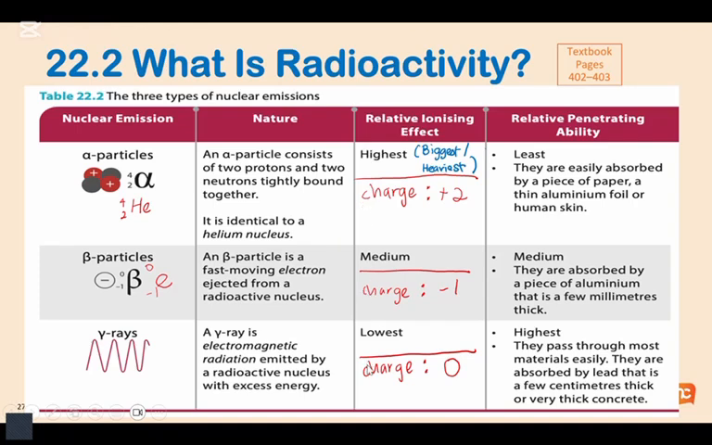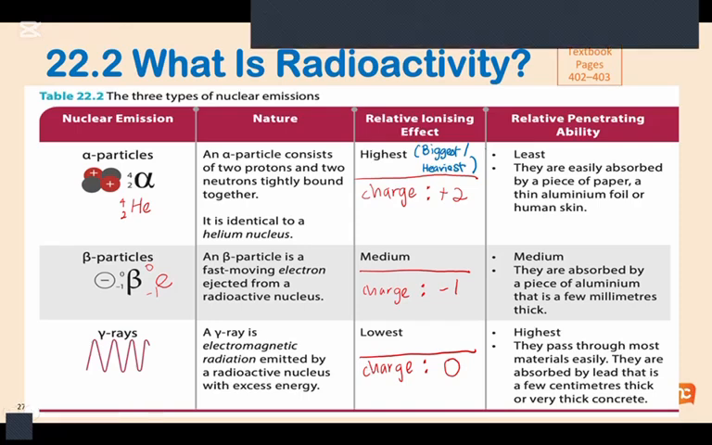And for your gamma rays, super fast because they are radiation, they travel at the speed of light, 3 times 10 to the power 8 meters per second. They travel super fast. So they don't stay and interact with the material much. So they have the least ionizing effect. They do knock out electrons, but not as much as alpha particles. So it has the lowest ionizing effect.